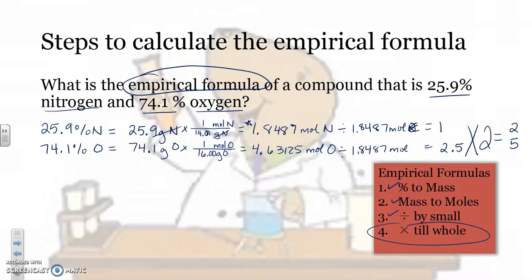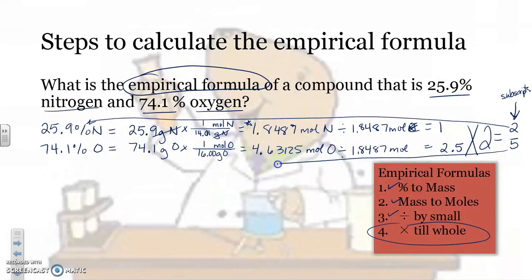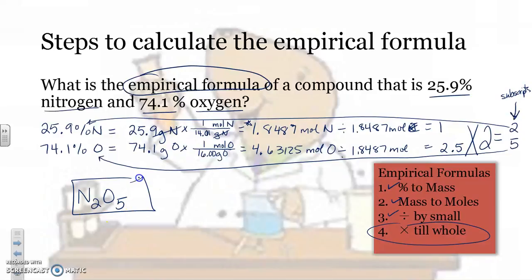Now you're probably going, what in the world, Ms. Rourke, are we doing, and why are we doing this? Guess what? All this math right here, we just did this to figure out our subscripts. So these numbers here are our subscripts. Subscripts for what? Well, this 2, go all the way back to the beginning, is for nitrogen, and this 5 is for oxygen. So our empirical formula for this is N2O5. And we're done.